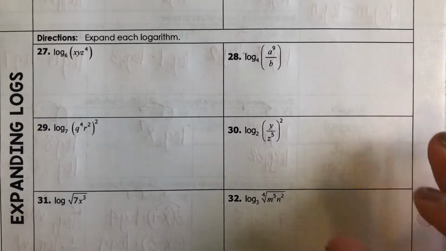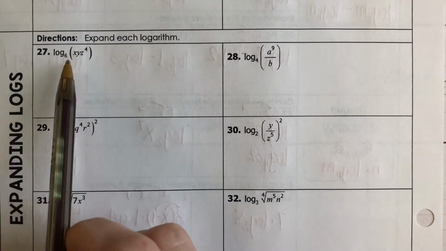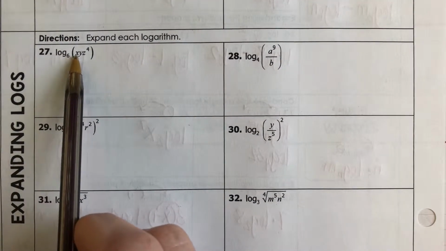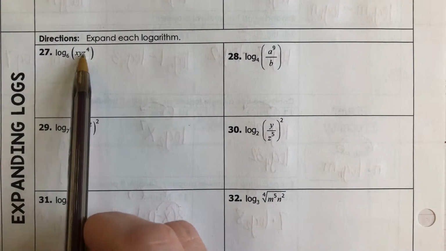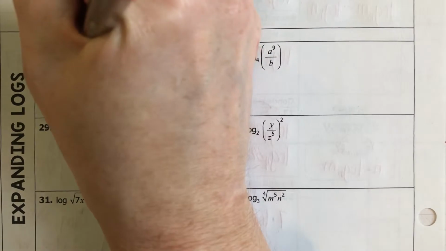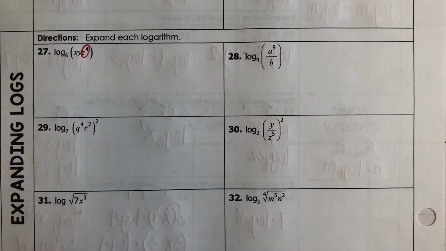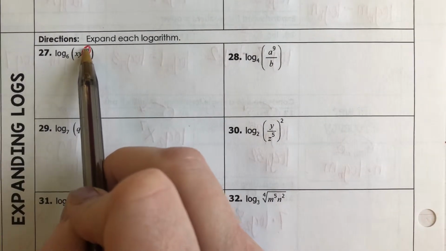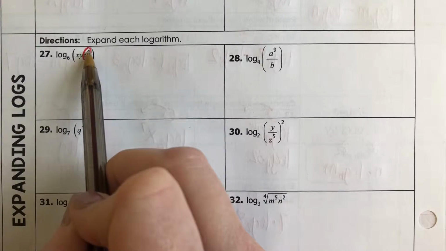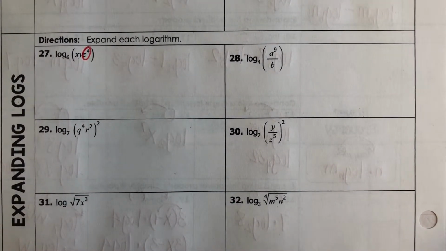All right, a couple right here. This one says expand each logarithm, okay? These should be okay. Please make sure that you break the x, the y, and the z apart, but notice that this 4 only belongs to the z, okay? So when I get to this part, I'm going to have to do something a little bit extra with that 4 so that it's written without an exponent.